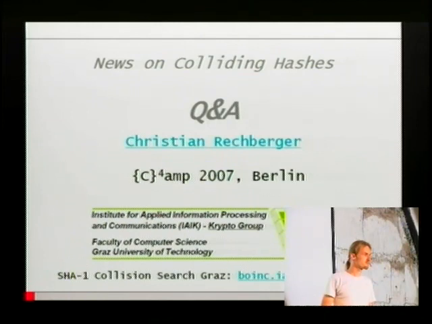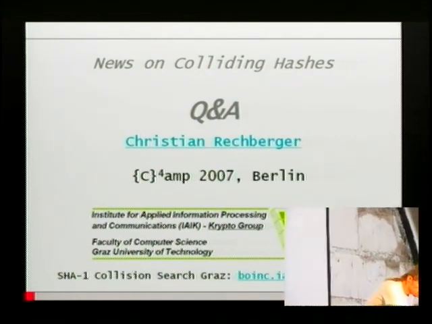Hello? Can you elaborate on how you find a collision from two near collisions? Sure. Shall I go back to the slide?